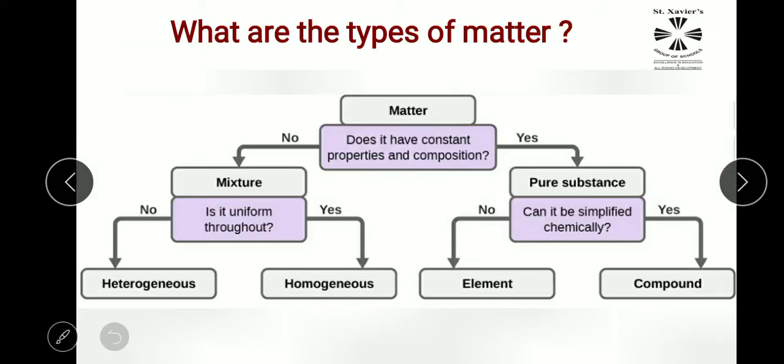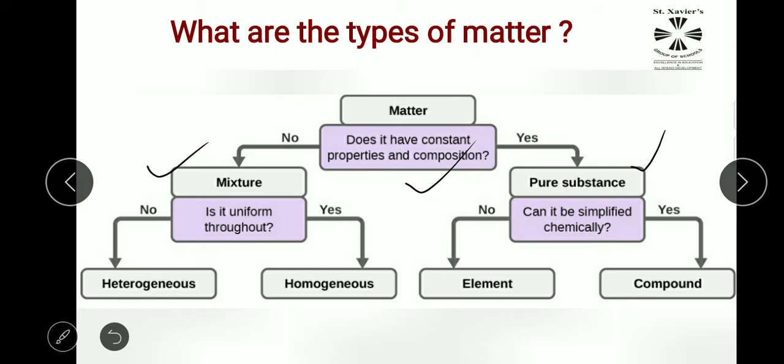Matter is of two types. One is mixture and the other is pure substance. It is based on whether it has constant properties and composition. If the composition is constant, we call it a pure substance, and if the composition is not constant, we call it a mixture.